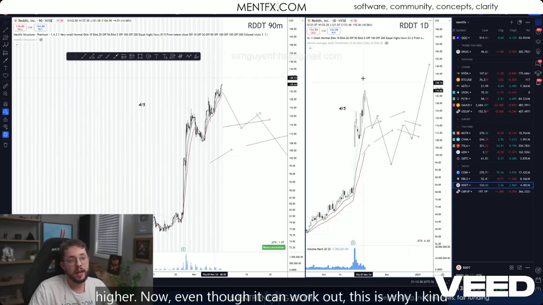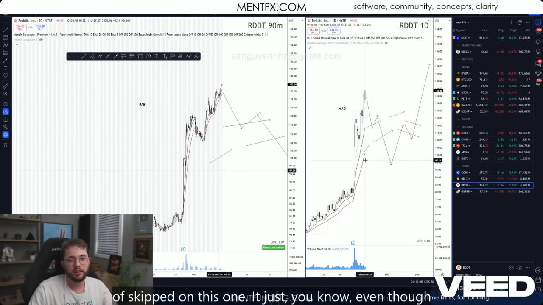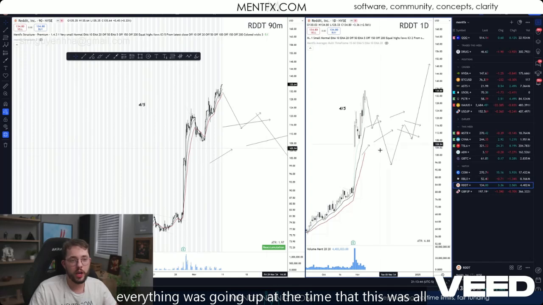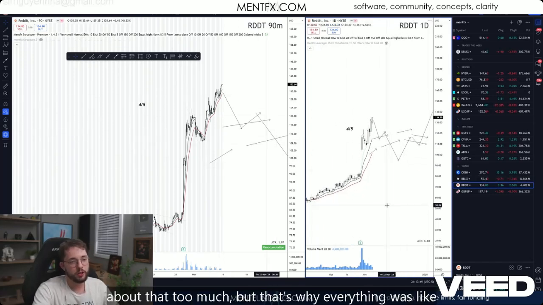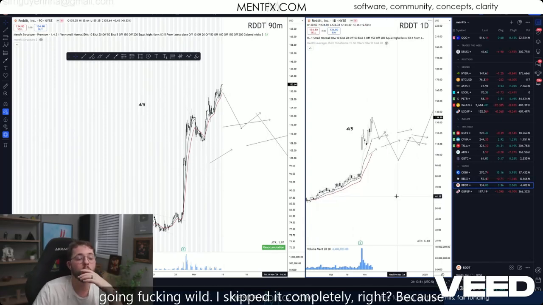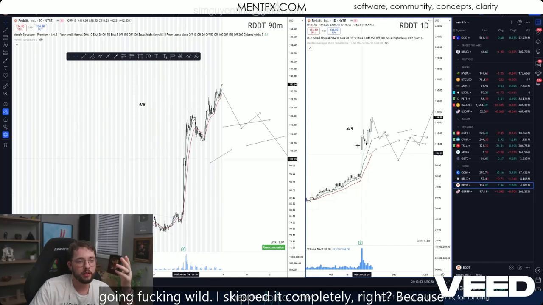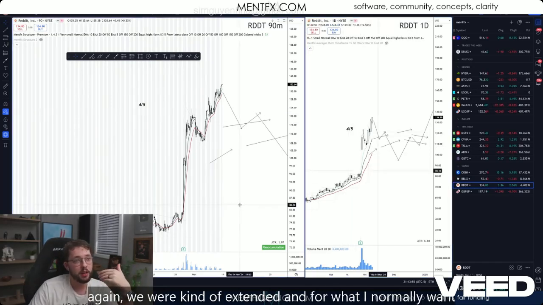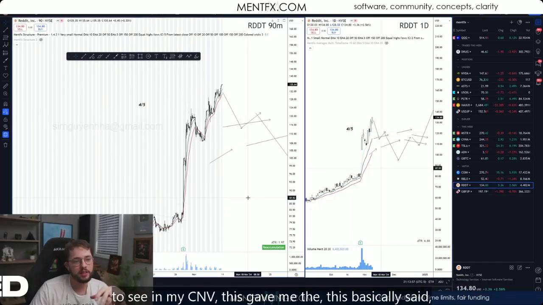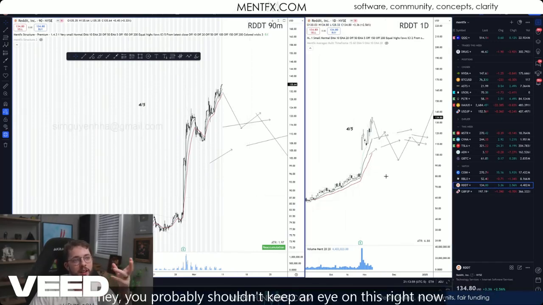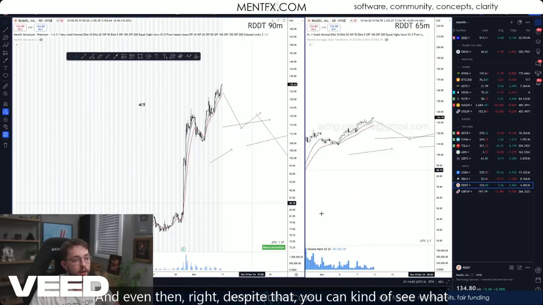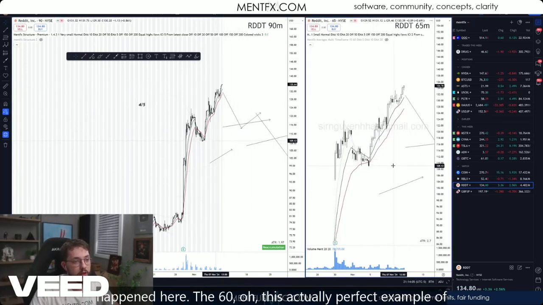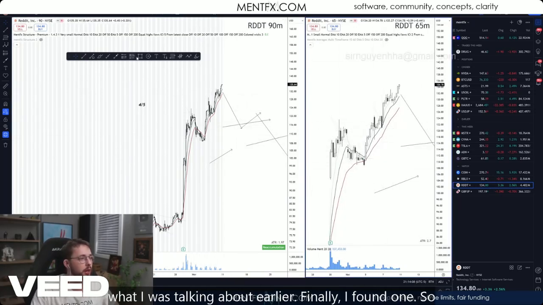Now, even though it can work out, this is why I kind of skipped on this one. Even though everything was going up at the time because of the election and stuff, don't worry about that too much, everything was going wild. I skipped it completely, because we were kind of extended, and for what I normally want to see in my CNV, this basically said, hey, you probably shouldn't keep an eye on this right now. And even then, despite that, you can kind of see what happened here. This is actually a perfect example of what I was talking about earlier.